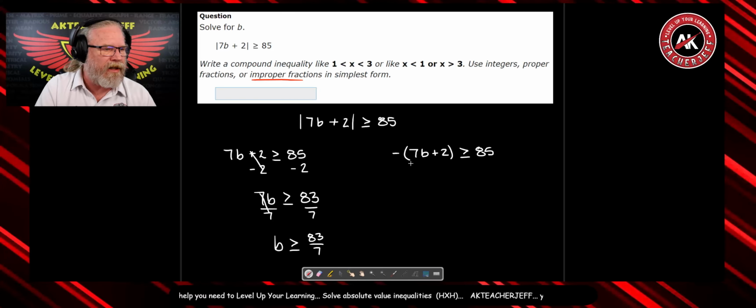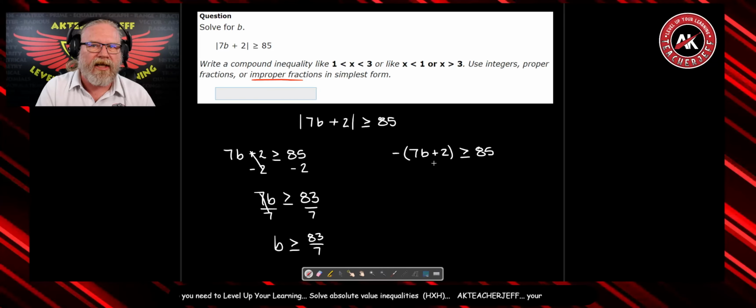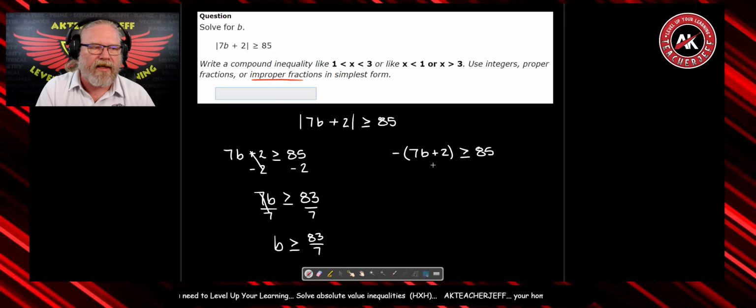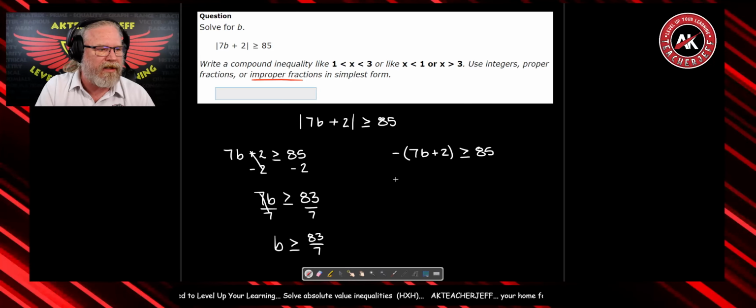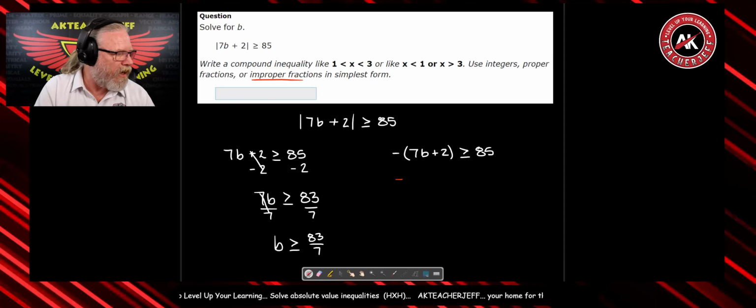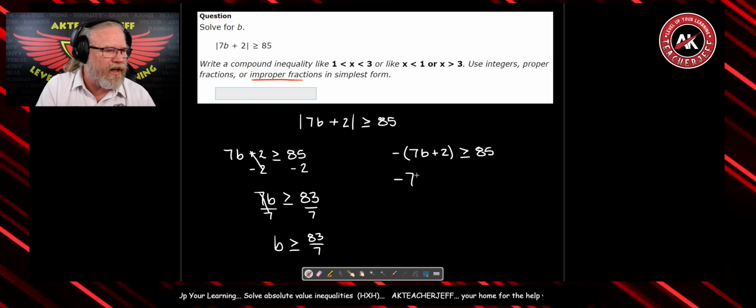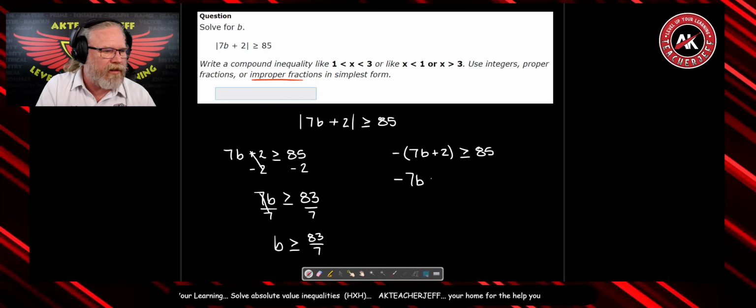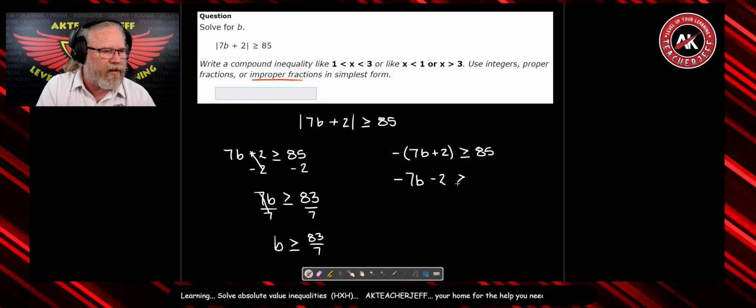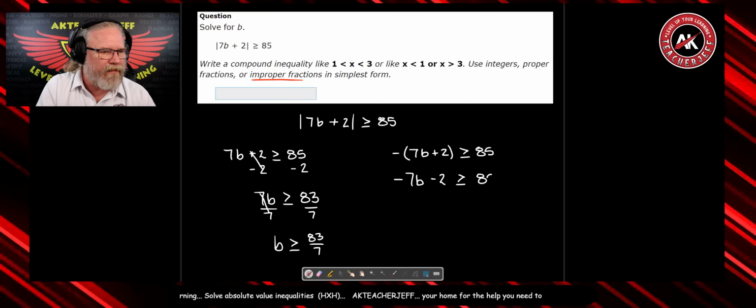Now for the negative sign, remember the negative sign is just going to change the sign of all the values inside the parentheses. So positive 7b is going to be a negative. Oh, go back. I got to write over that with white. There we go. Negative 7b, and the positive 2 will become a -2. Bring down our sign, 85.